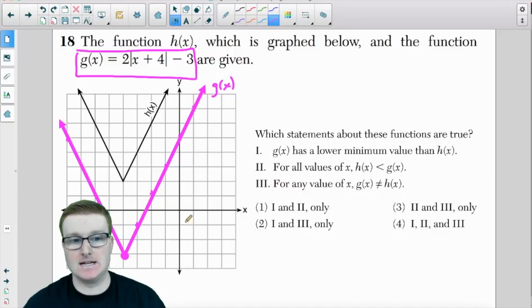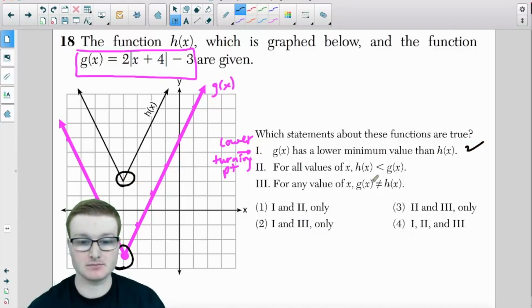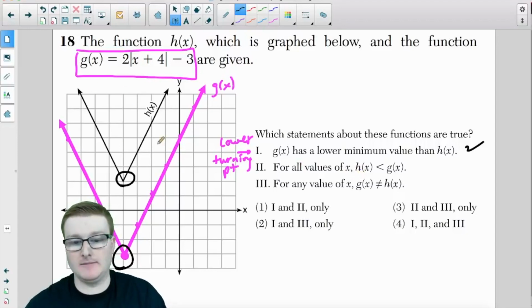Now, let's go ahead and figure out what they're saying here. Number 1 says g of x has a lower minimum value than h of x. In other words, it has a lower turning point, okay? Is that true for g of x? Yes, it is. This is obviously lower than that one. So this is true.